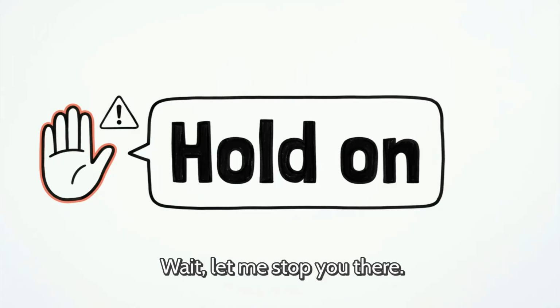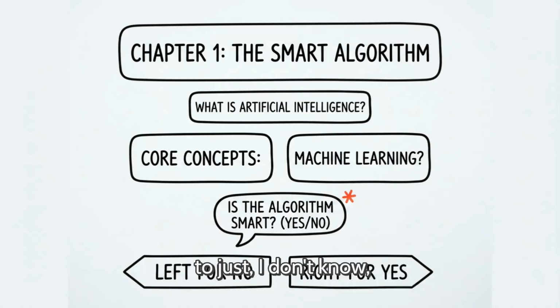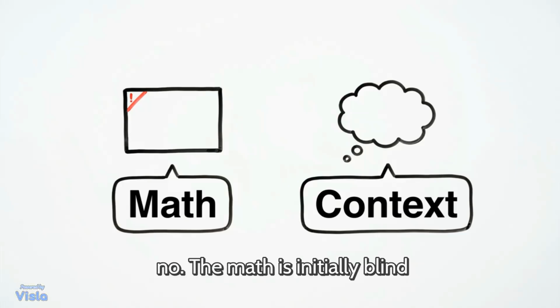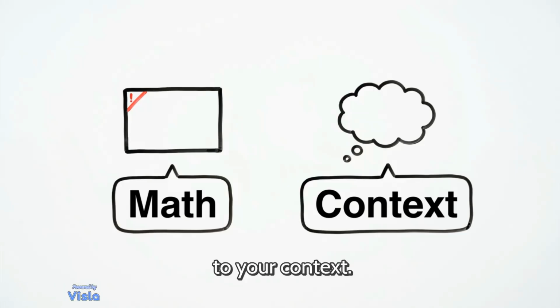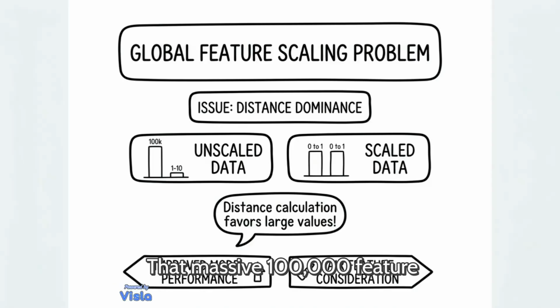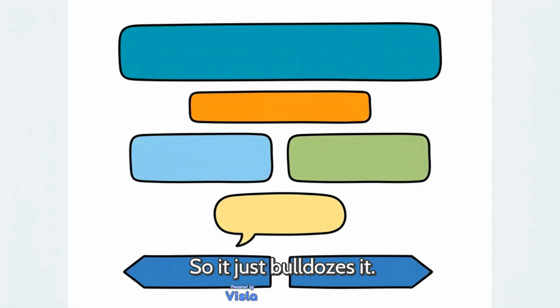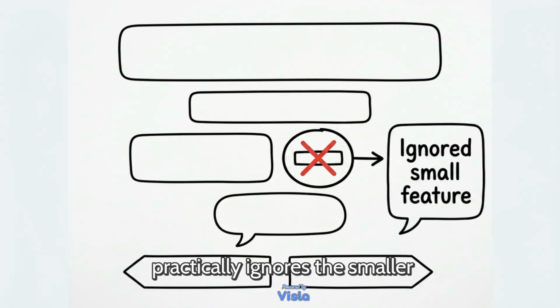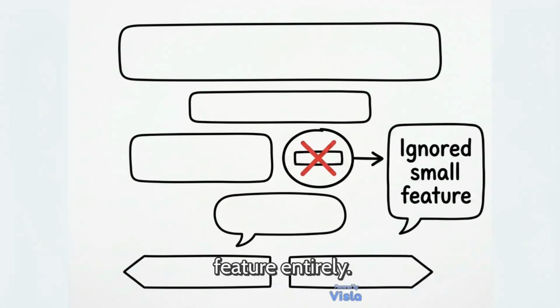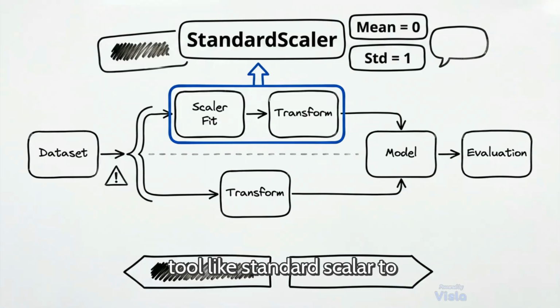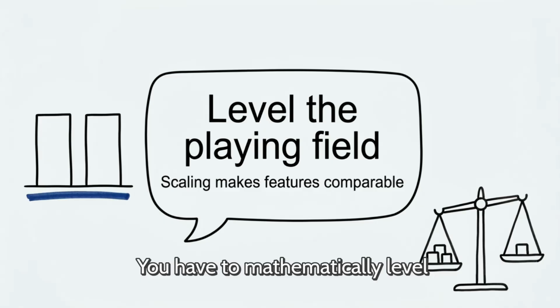Right, and then another feature measures revenue from, say, 10,000 to 100,000. Wait, let me stop you there. Isn't the algorithm smart enough to just assign a lower weight to the larger numbers during the training phase? Why do we have to handhold it? It is a totally fair question, but no. The math is initially blind to your context. That massive 100,000 feature mathematically dwarfs the 1 to 10 feature in the distance calculation. Oh, wow. So it just bulldozes it. Pretty much. The model practically ignores the smaller feature entirely. Now, tree-based models might not care, but for an SVM, you have to use a tool like standard scaler to force every feature to a mean of 0 and a standard deviation of 1. You have to mathematically level the playing field.